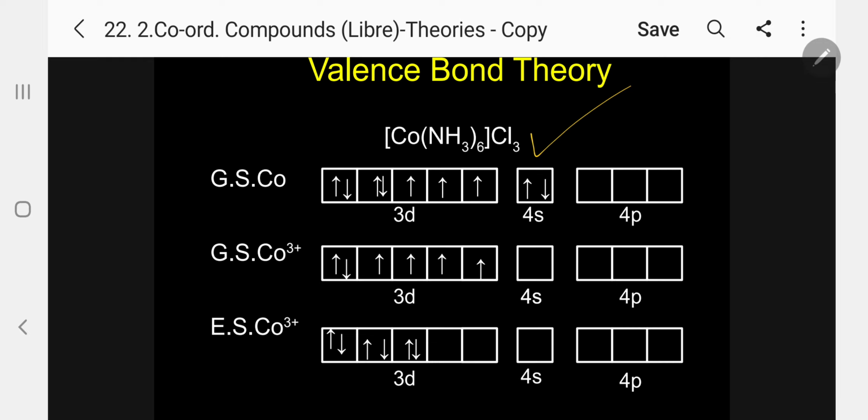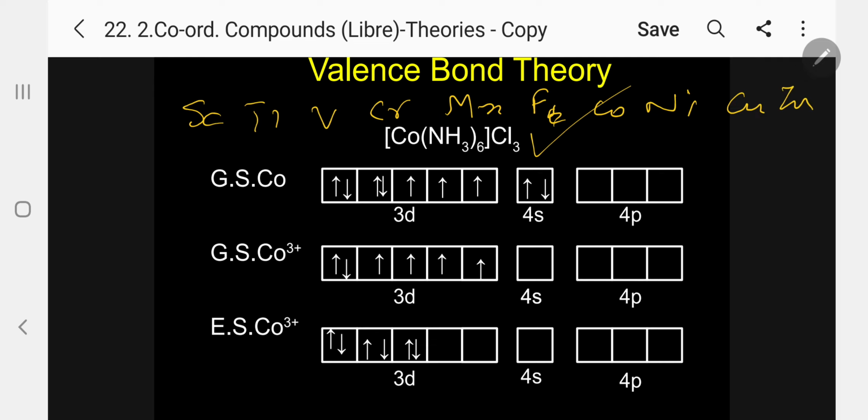Say for example, now you will come for cobalt. It is coming under this, kindly follow: scandium, titanium, vanadium, chromium, manganese, iron, cobalt, nickel, copper, zinc. This is the first transition series. Kindly follow. The atomic numbers are 21, 22, 23, 24, 25, 26, 27, 28, 29, 30. This is the atomic number.